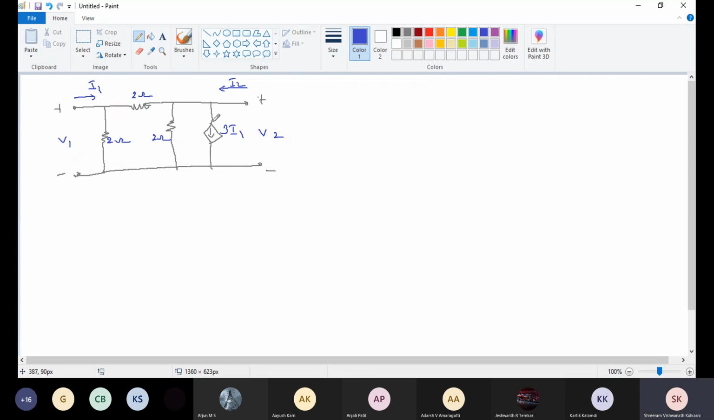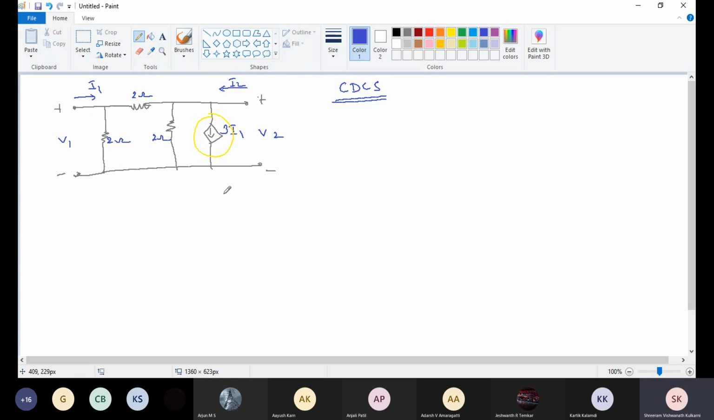Which type of source is this? Name it. Current dependent current source, CDCS.